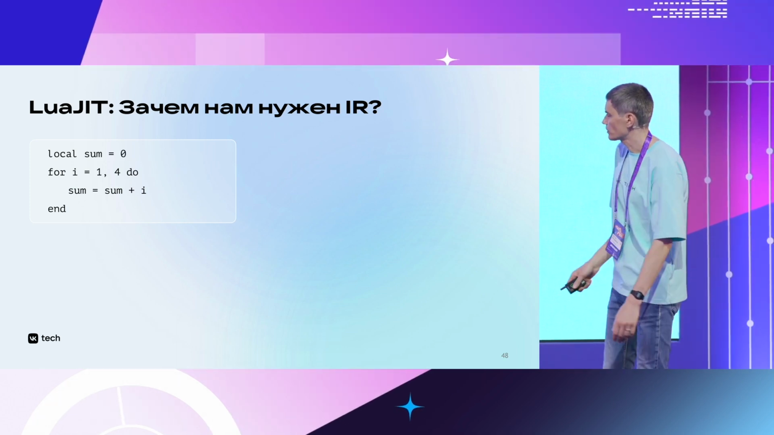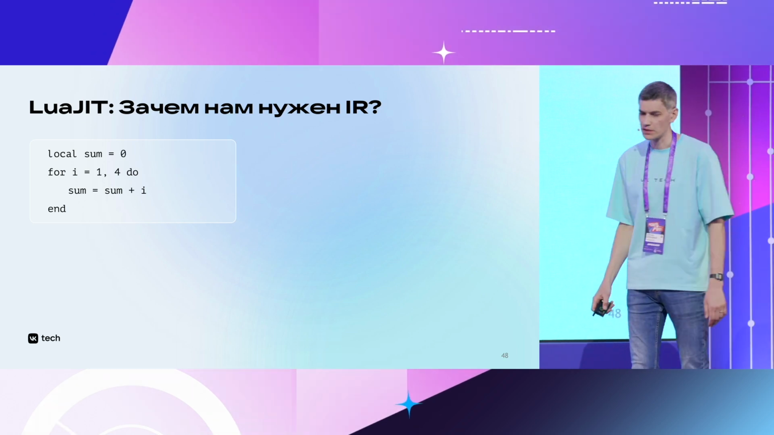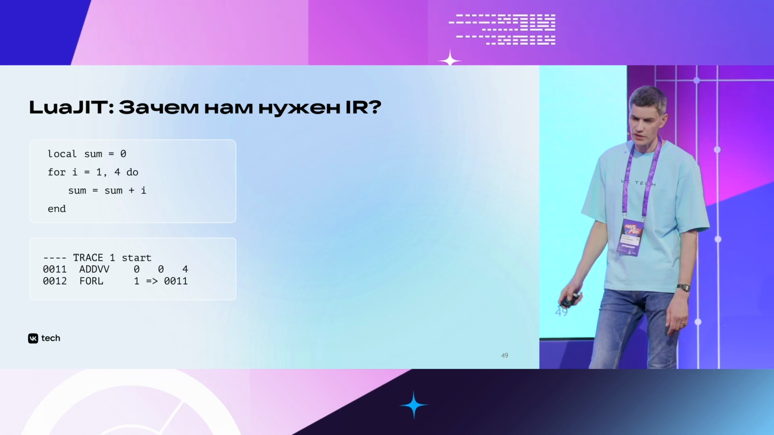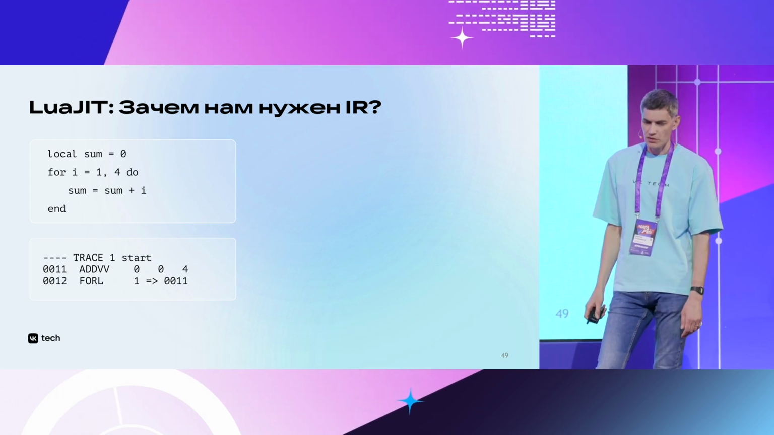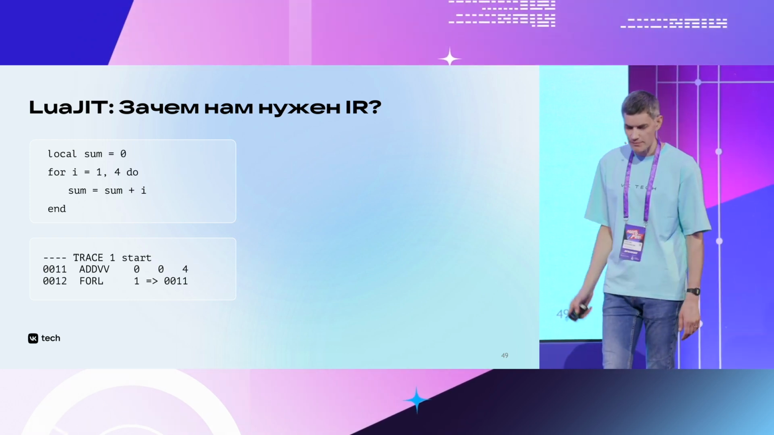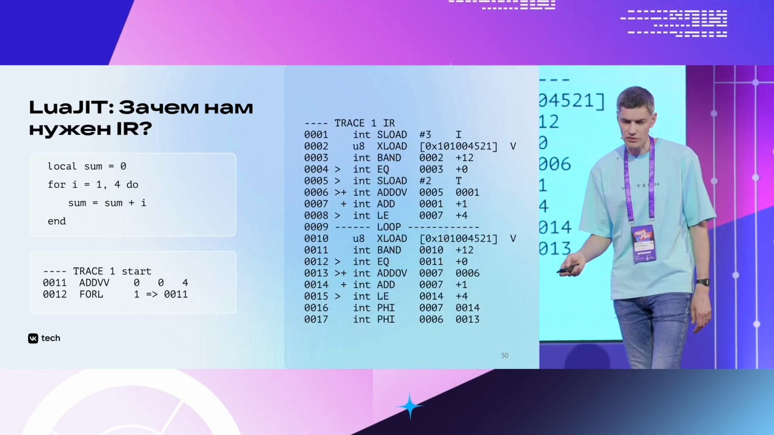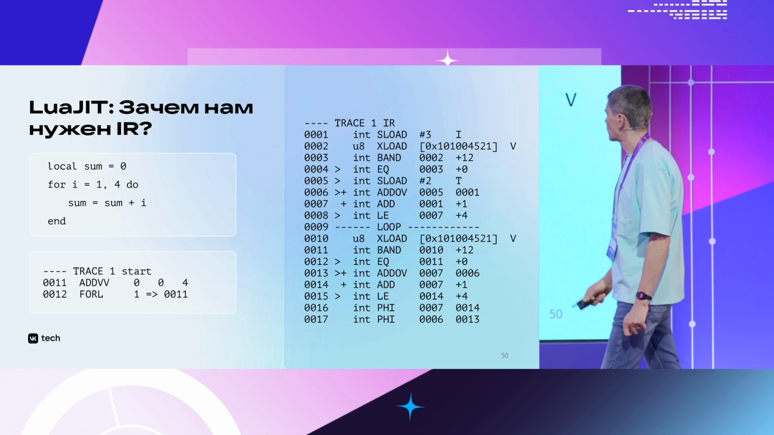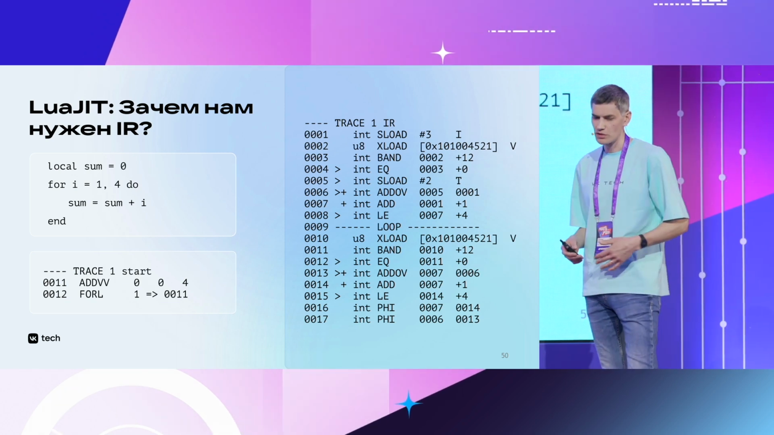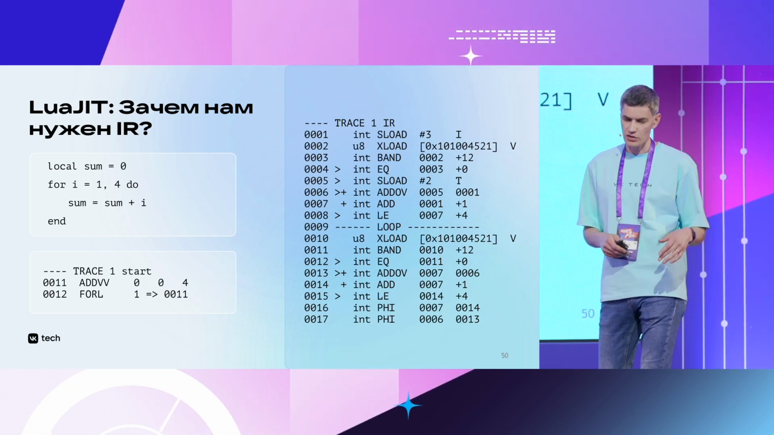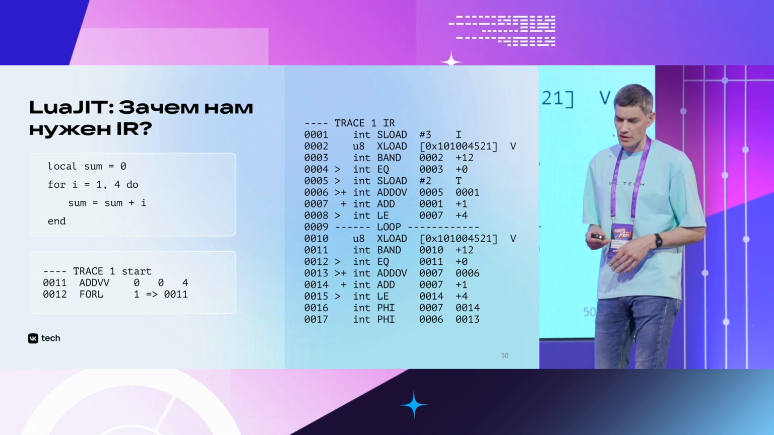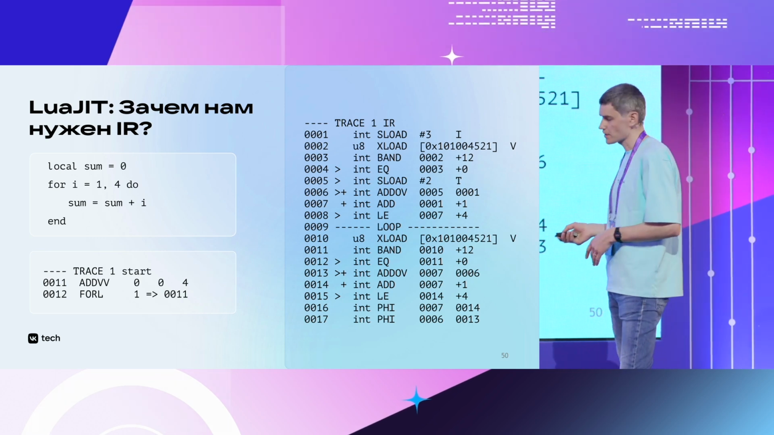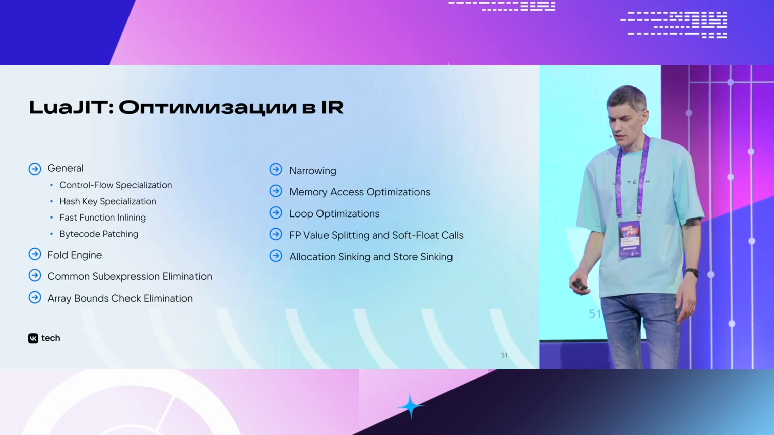But why do we need these IRs? Here is a code that adds values. The bytecode for this looks like this. Doesn't have enough layers. The IR looks like this. As you see, the code is enriched with data types and other supplementary information. It gives the compiler more information to work on.